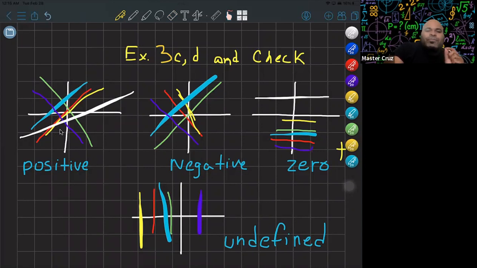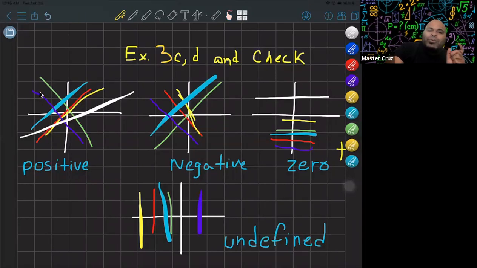Remember, in order for something to be positive, when you move from left to right, you need to be going up. So the white line is a positive slope. The blue line is a positive slope. The red one, from left to right, as I move along, it's going up. That's a positive slope. The yellow one, as I move up, that's a positive slope.